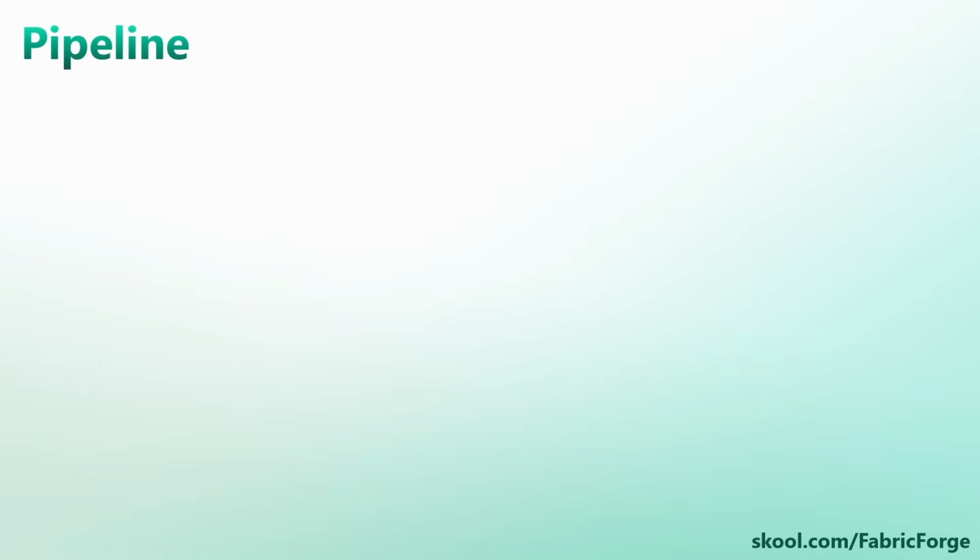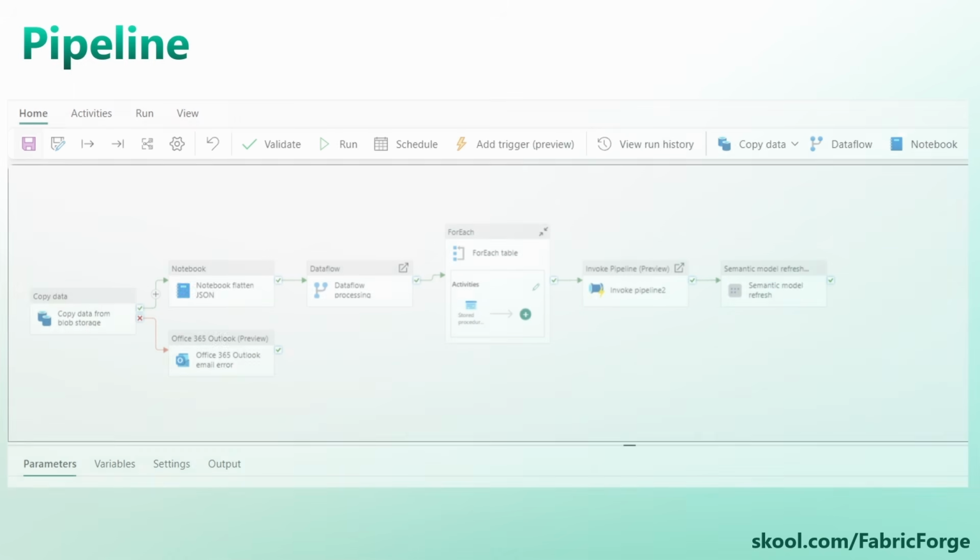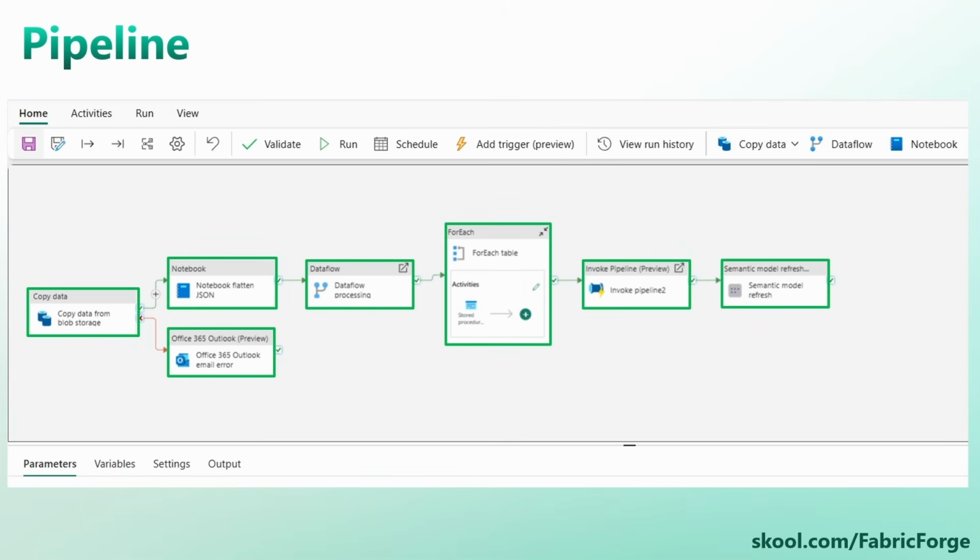Let's start by talking about what this pipeline tool/item is all about. Here on the screen we can see the data pipeline development canvas that is used to build data pipelines in Fabric. Data pipelines are built by adding activities to this canvas, and here we can see some example activities that have been added to the canvas.